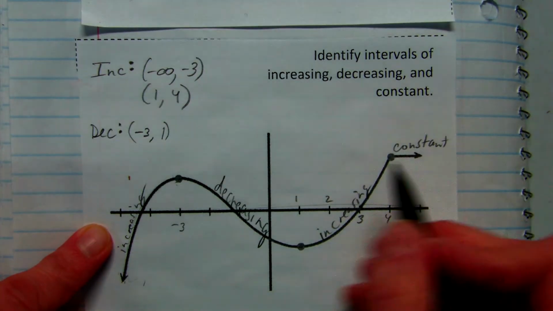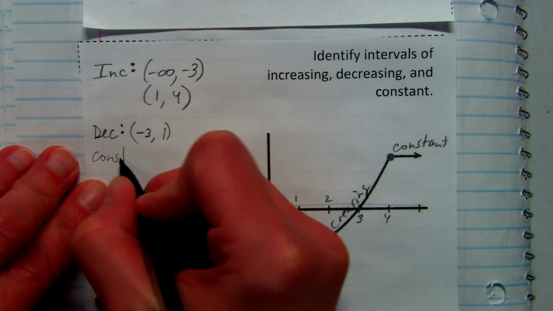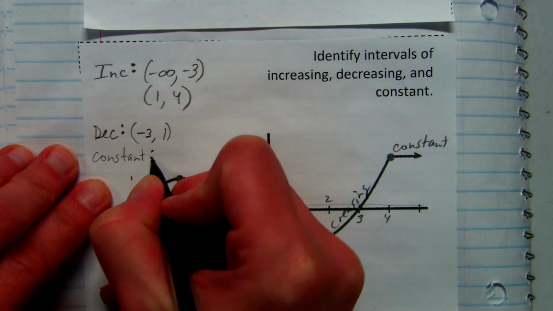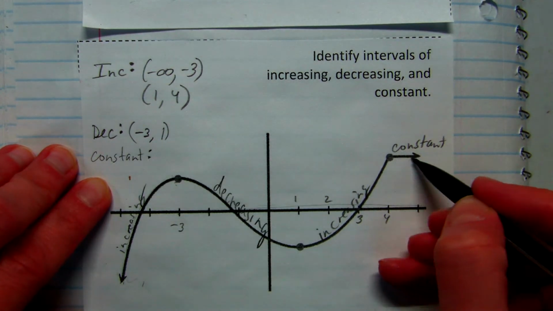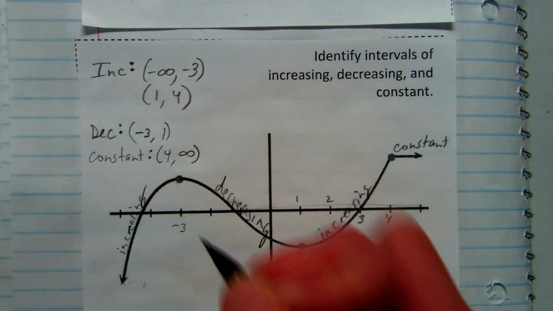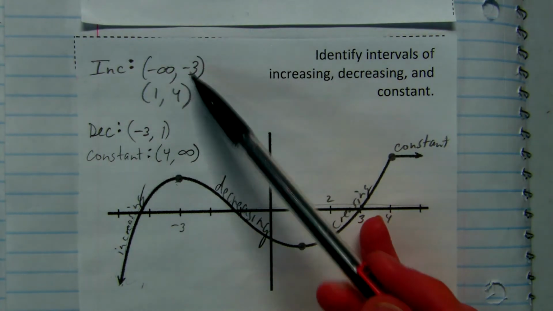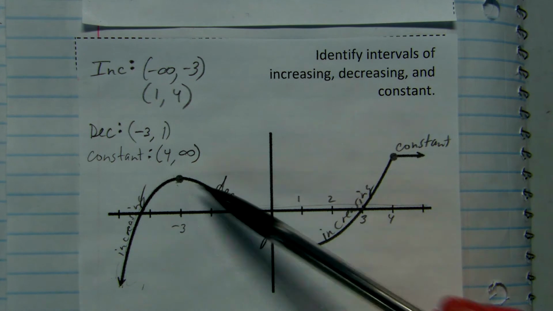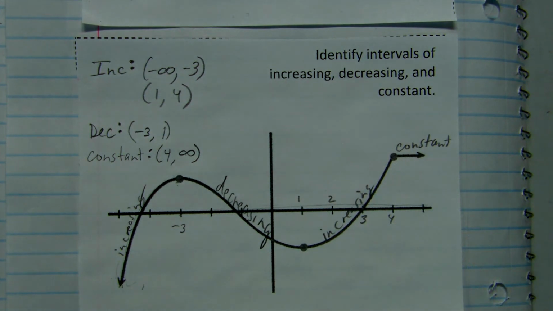And then we had one constant, which I did not abbreviate for some reason. That starts at 4 and goes forever. So we call that infinity. So this is basically what we're doing, is just telling the intervals from the graph where it's going up, down, or staying the same.